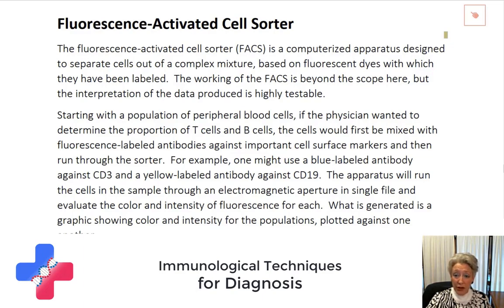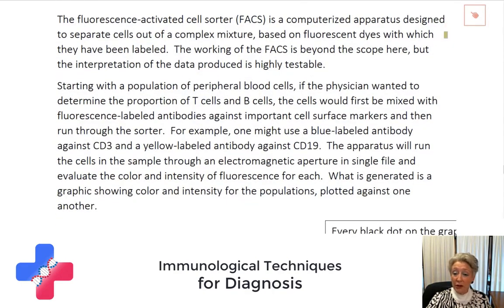So you don't have to understand the mechanics of the machine. This is a very complex computer-driven machine that is way beyond our discussion here. However, the goal of this apparatus is to separate cells out of a complex mixture after they have been treated with fluorescent dyes in order to cause them to light up. It simply is going to take the mixture of cells, pass them in a single file through an electromagnetic aperture, and then analyze: do they have one color or both?